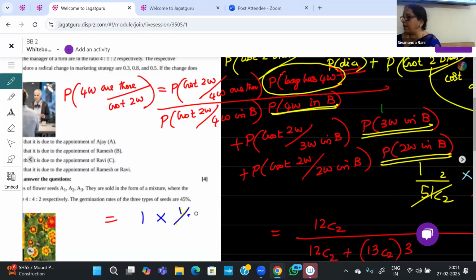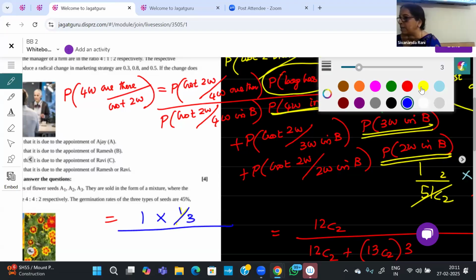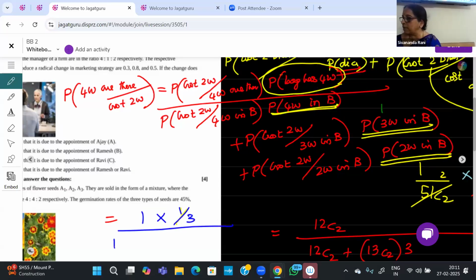Let's not complicate things. All the events are equally likely. So unless and until mentioned, it's 1 by 3. For it to have 4 whites, or 3 whites, or 2 whites, we have no clue at all. So we'll assume that these are all equally likely.